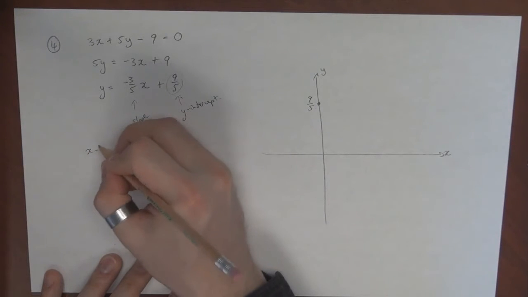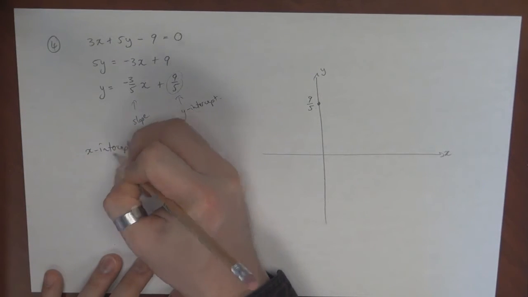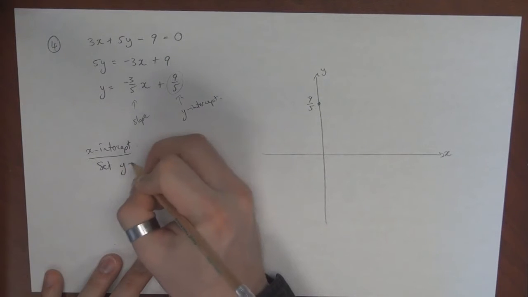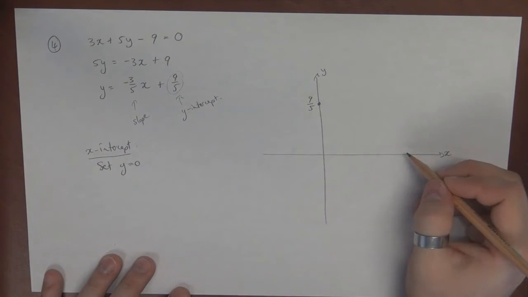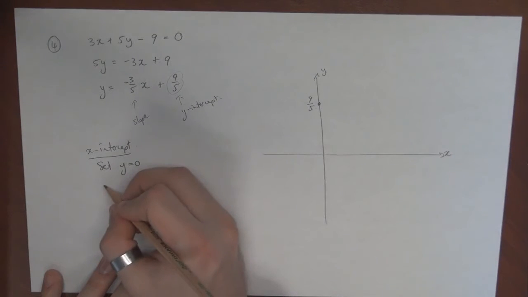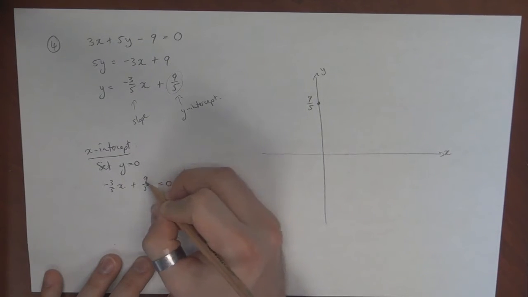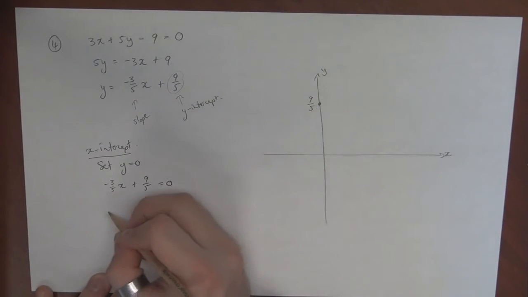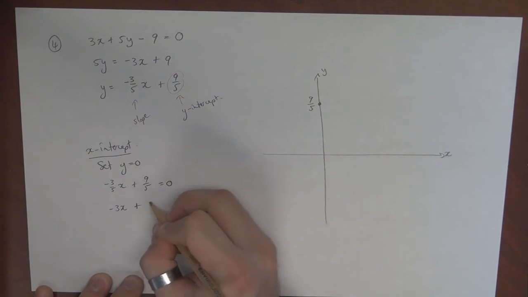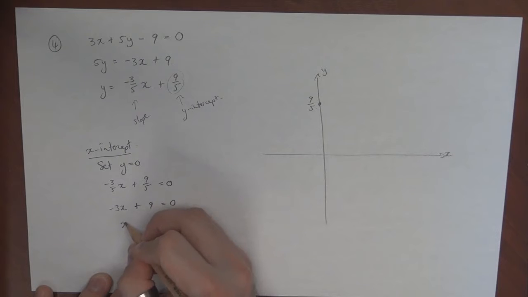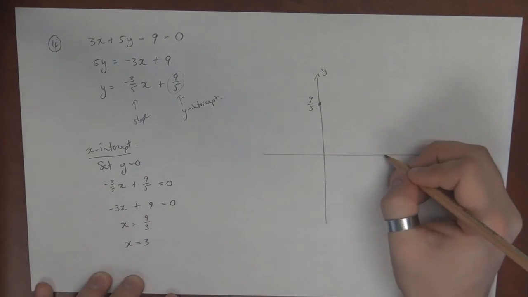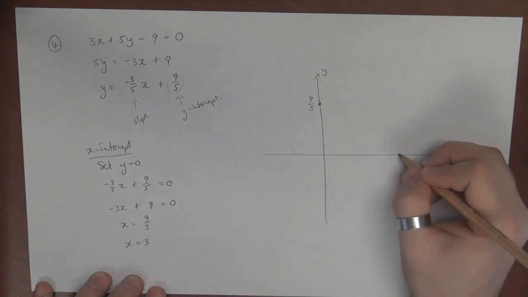So I can jump right to the x-intercept, where I set y equal to 0. I just need another point. I can have the x-intercept as that other point. So then I get negative 3/5 x plus 9/5 equals 0. So I can multiply throughout by 5 to make this look a little nicer. So x is 9/3, x is 3, so I can put the other point over here somewhere.